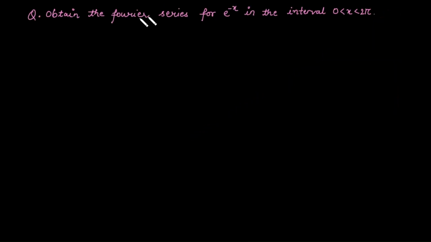Next question is, obtain the Fourier series for e raised to power minus x in the interval of this one. Starting with calculating the values of a and b. So a in this case is 0, b in this case is 2 pi. Length of the interval b minus a is 2 pi.